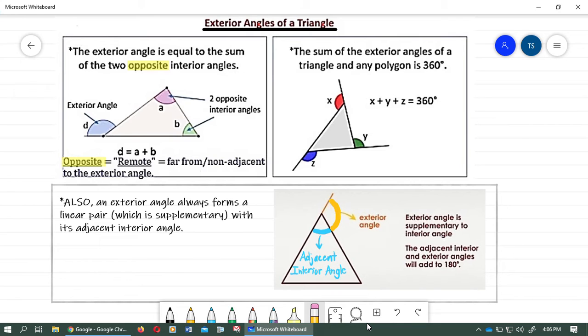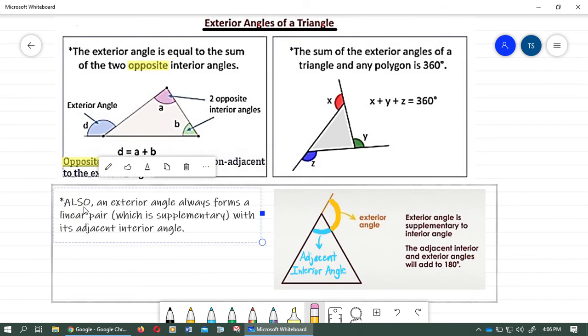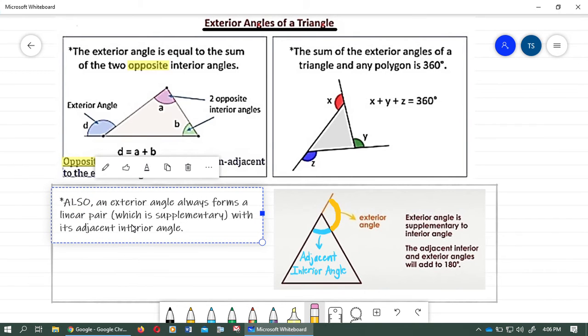Alright, so again, the sum of the exterior angles of a triangle, or for any polygon, is 360 degrees. Guys, also, y'all see that right there? What I got selected right there? You see the text that I got selected? It's in all caps, you see it.